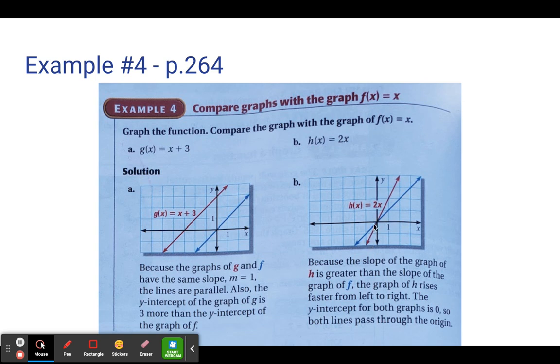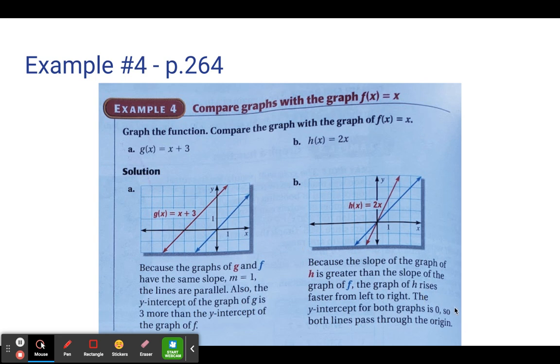But the slope here is 2, so it's going to go up 2 for every 1 run. Here it goes rise 1, run 1, rise 1, run 1. Here it goes rise 2, run 1. So because the slope of the graph of h is greater than the slope of the graph of f, the graph of h rises faster from left to right. The y-intercept for both graphs is 0, so both lines pass through the origin.